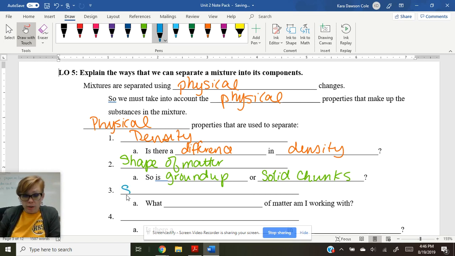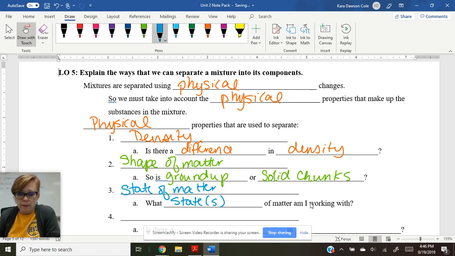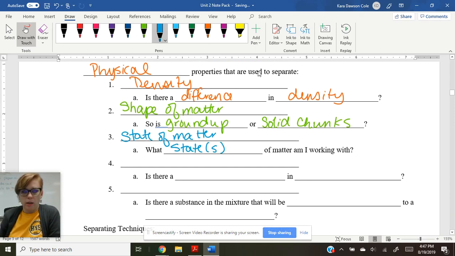We can do state of matter. So what states of matter am I working with? Am I working with a solid that's dissolved in a liquid? Am I looking at a solid in a liquid that's not actually dissolved in that liquid? Am I working with a solid-liquid mixture? Am I working with a liquid mixture? So what state of matter am I working in? That would be another physical property that we can look at.